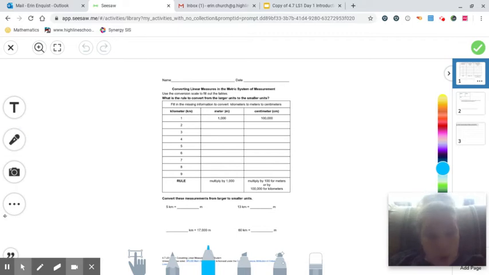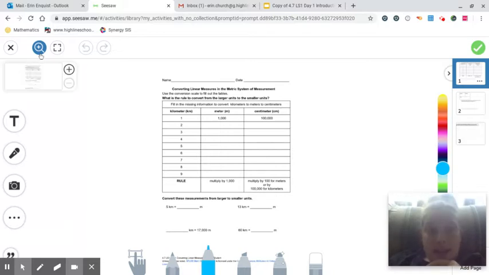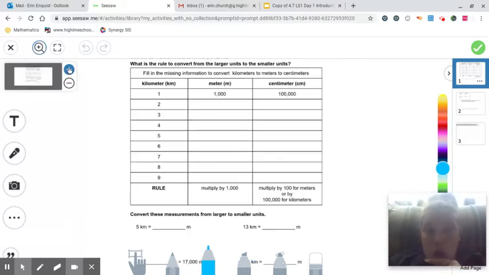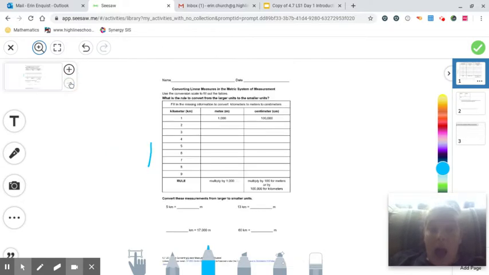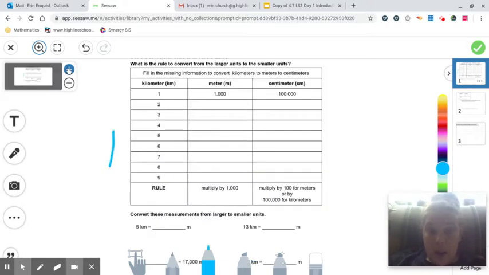Up here in this corner, I've got it. It's blue. You can push this button and then push zoom in. That way you can see exactly what you are doing. Now, I can't make it any closer. I've tried. It will not work. So if you're really struggling, push this button up here and that'll help you.